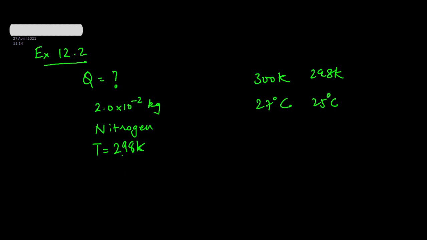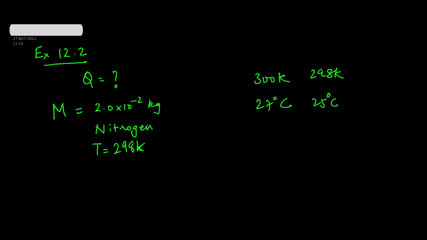Never mind, let it be 298. Okay, so this much nitrogen. What is this quantity? M, what is M? Mass. So that is mass, capital M. Fine. So T equal to 298 Kelvin.